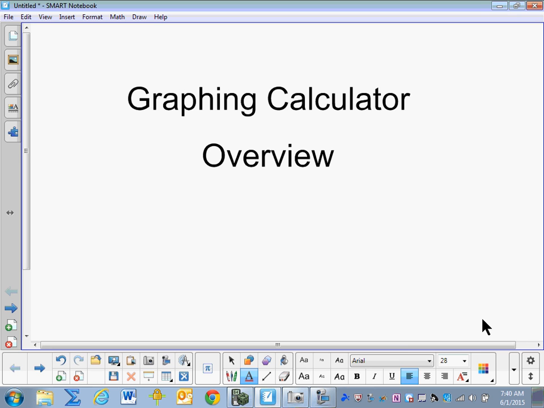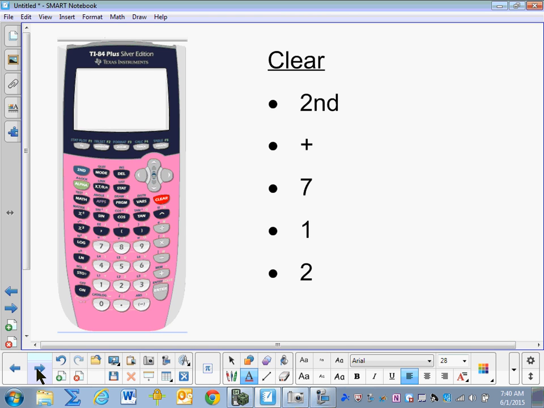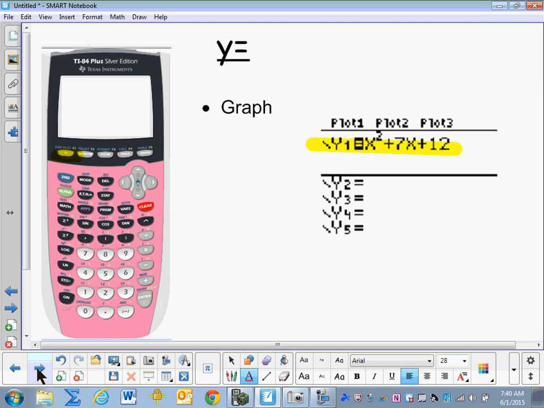An overview of the graphing calculator. To begin with, you clear your calculator, second plus 712. This is helpful when you start and also if you find yourself in a loop, such as if you've done an application and haven't closed it. So when in doubt, just clear.